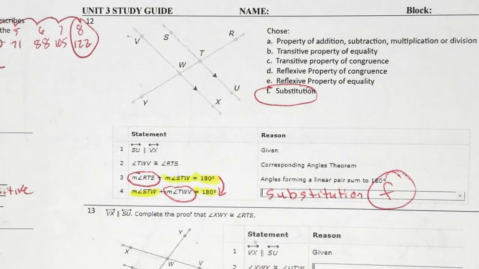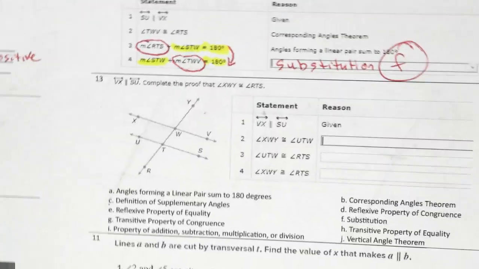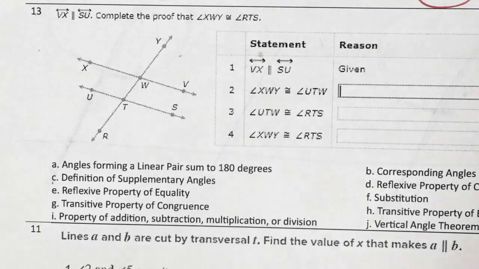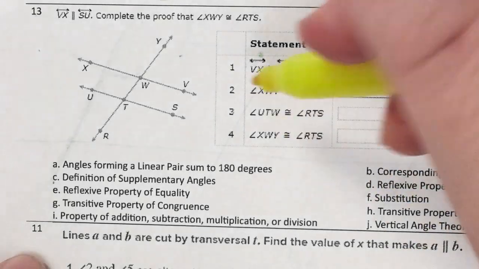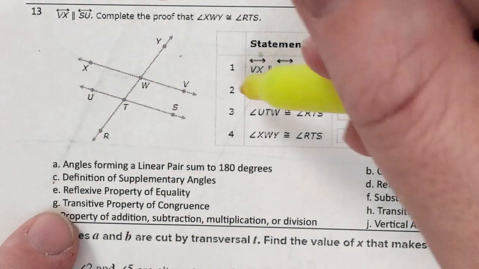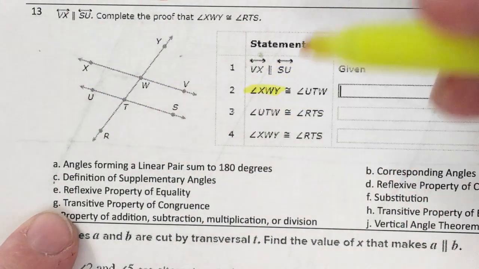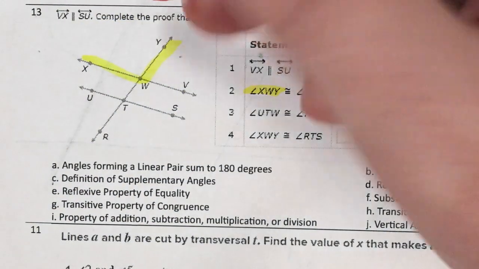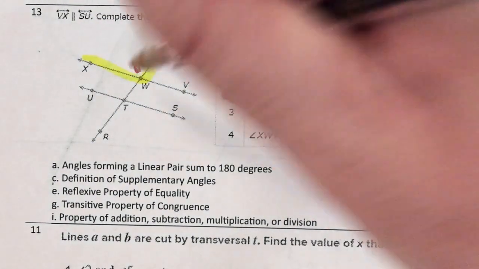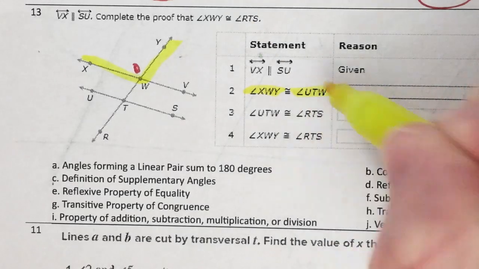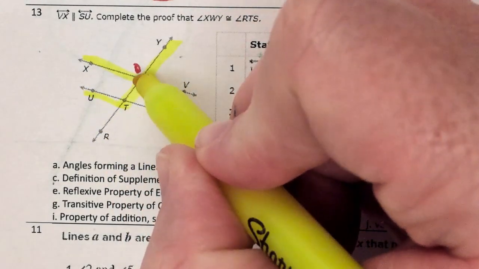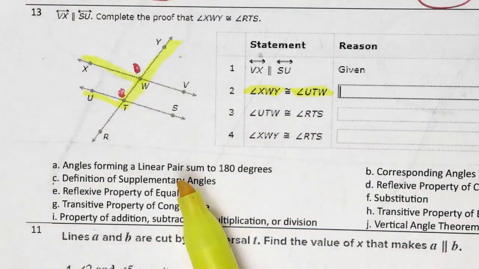All right, let's go to 13. This one we're going to have to read a little more because there's a lot more stuff going on. So let's see. I'm going to use colors to help me figure this out. All right, we know that these two lines are parallel, right? They said XWY, so that's this angle right here, is equal to UTW. So here's U, here's T, here's W, and that corner is right there. So these two angles are equal to each other.